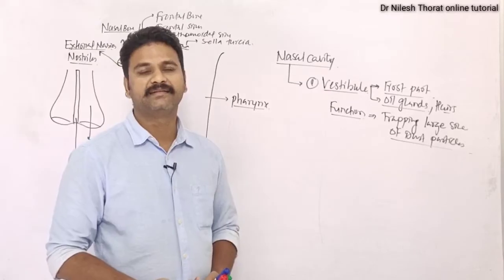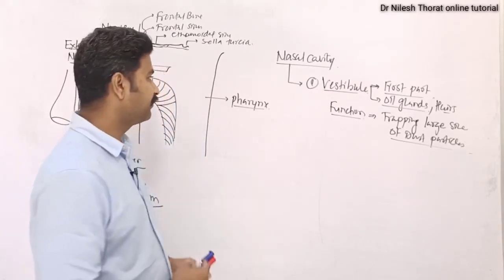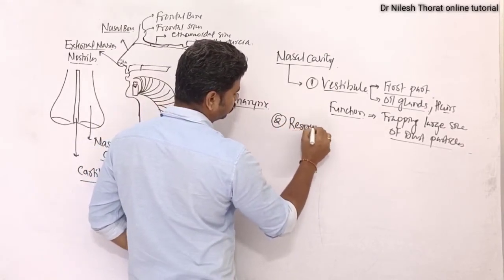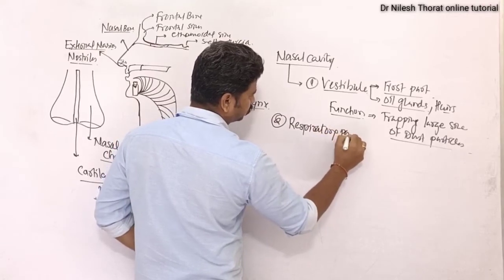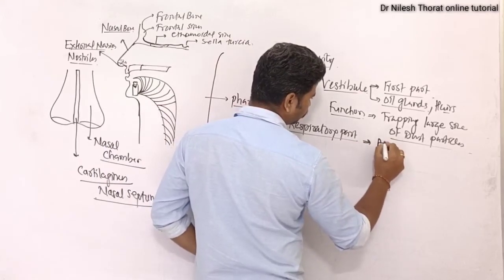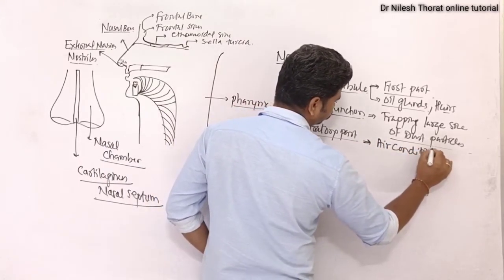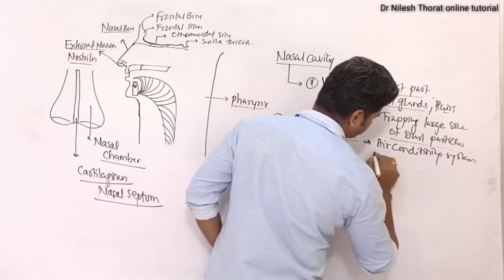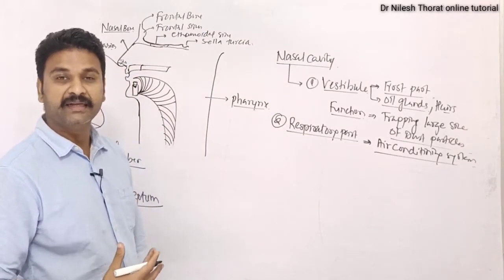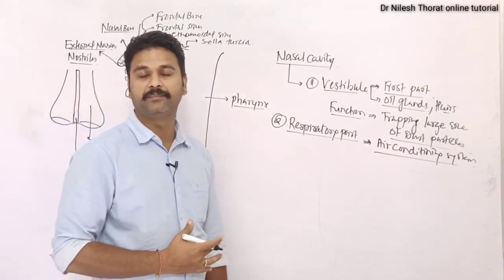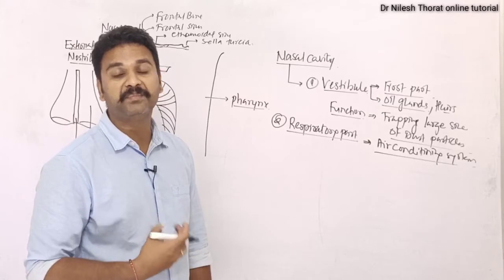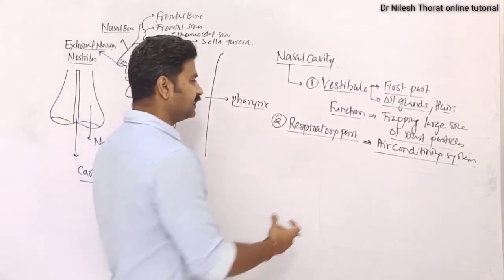The second part of the nasal chamber is called as respiratory part. So after vestibule, we are having a respiratory part. This respiratory part will function as air conditioning system. It is having large surface area and it is lined by mucous membrane. This particular part is the air conducting part which will help in humidification as well as controlling the temperature of air. Clear? So that's why it is the air conditioning part.